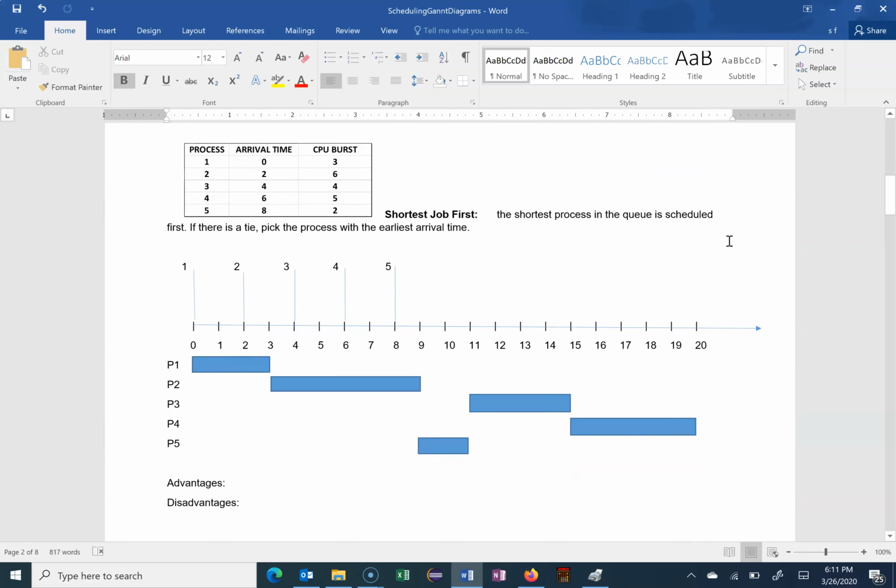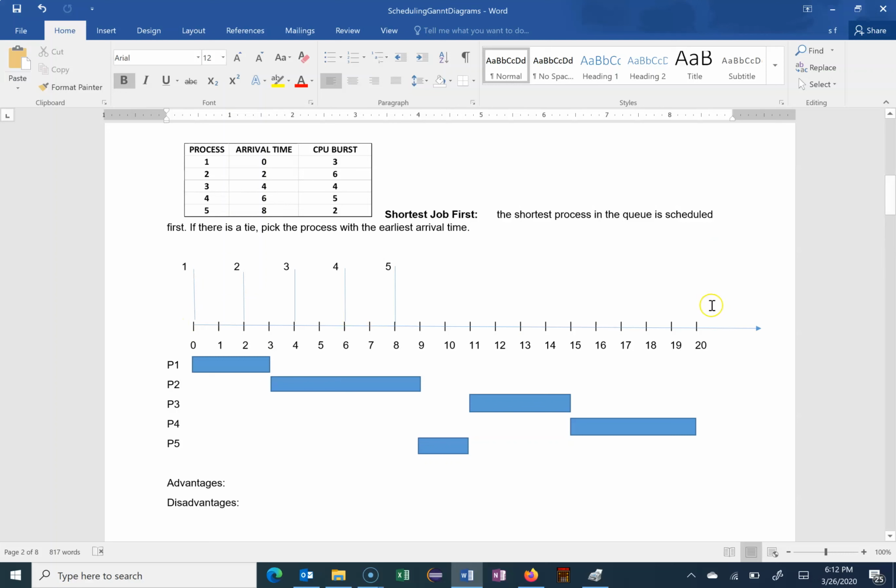The next non-preemptive scheduling algorithm is the shortest job first. The policy is that the shortest process in the queue will be scheduled. That means the process that has the shortest CPU burst. If we have more than one process with the shortest CPU burst, then we're gonna pick the one that arrived the earliest.